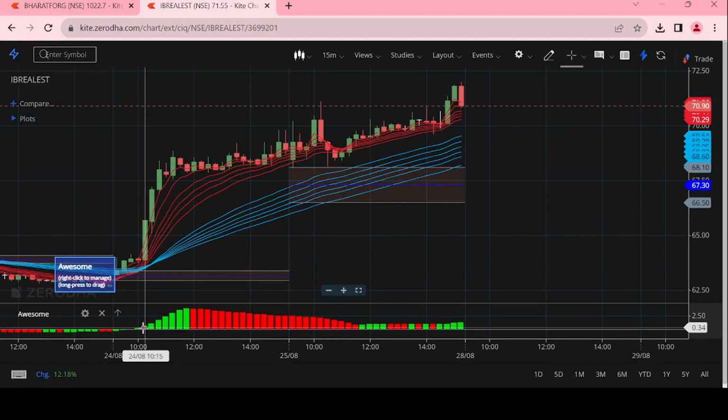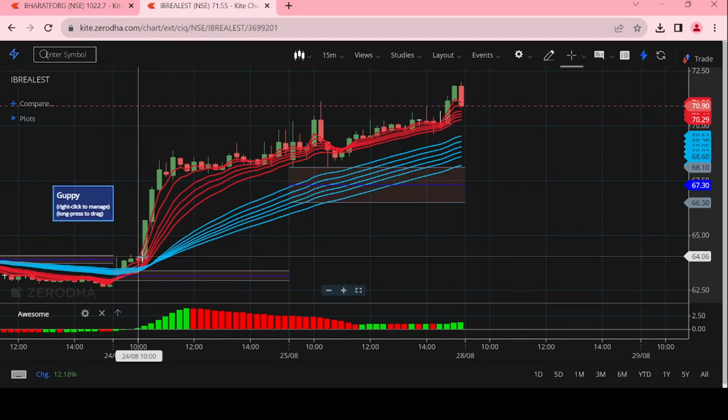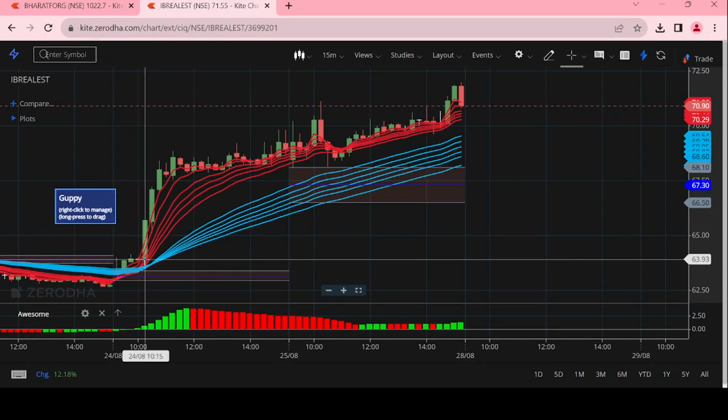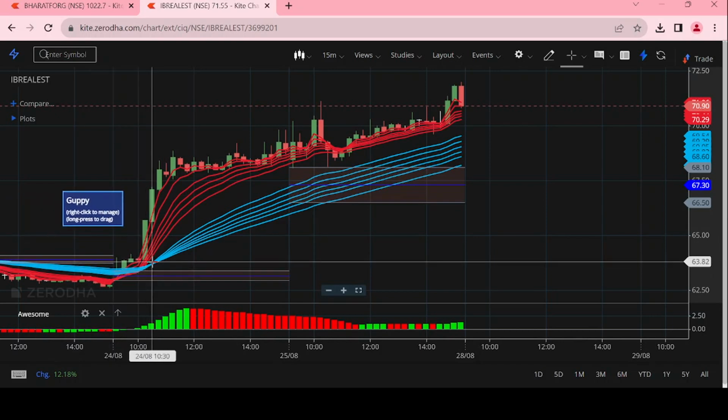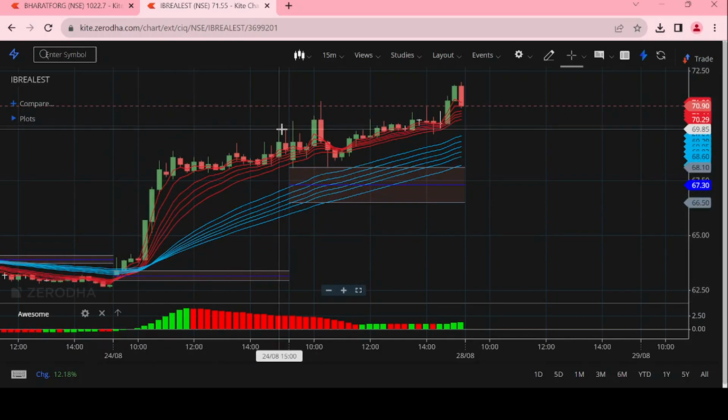So for the entry condition, as I mentioned, the awesome oscillator has to be above zero. Second, your stock price should be above the central pivot range. Thirdly, at least three of the short-term moving averages should have closed above the long-term moving averages. Generally, I prefer to take this trade only on the crossovers, which means if there is already an established trend, probably I will not enter into the trade again. So here, my entry would be around 63.9. As you can see, IB Real Estate made a high of 69, which is almost 10%.